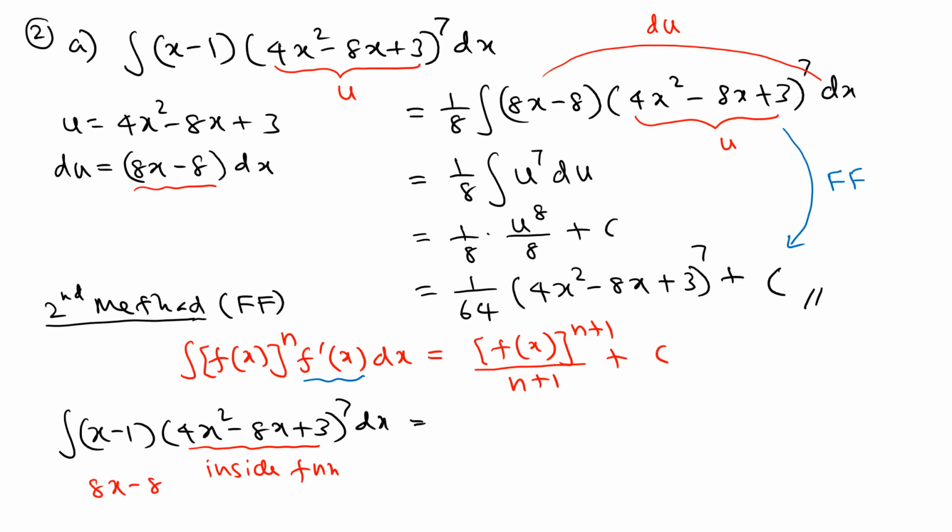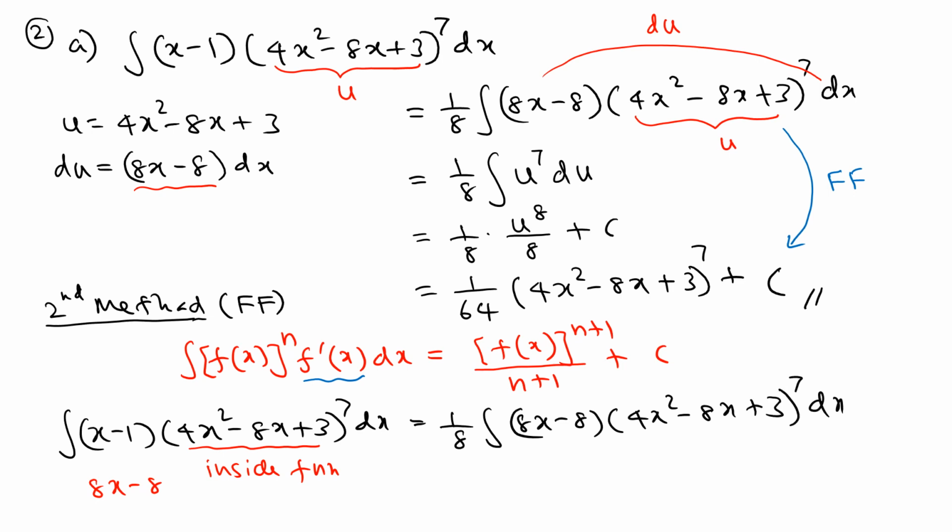So you can see that the 8 is missing. So that's what we do. We're going to arrange this like that first. So we're going to say 8x minus 8. You multiply and divide: multiply inside, divide outside. And then we have this part, 4x squared minus 8x plus 3. So you write this step, okay?